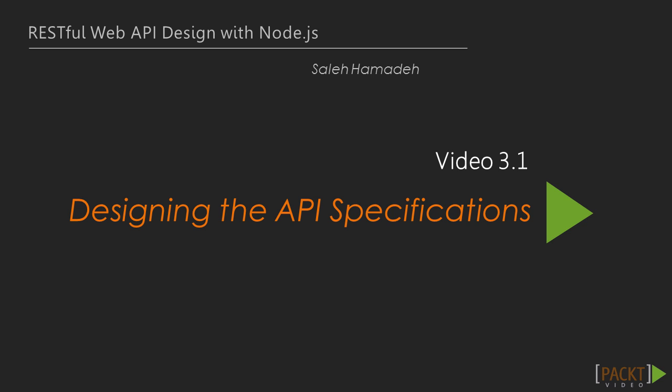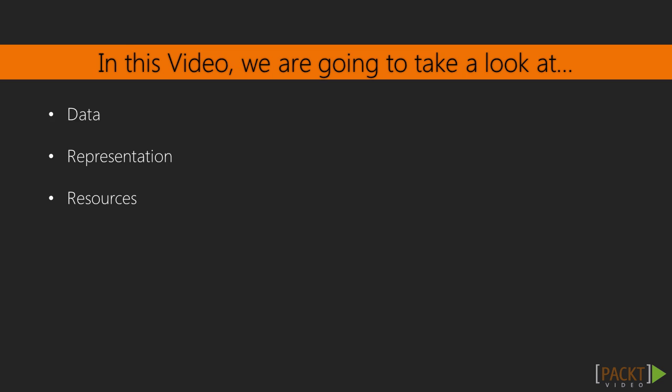Our goal for this video is to plan what an API should look like before we start coding. In this video, we are going to take a look at how to define the resources using the data we have. First, we will look at how the data is stored in the database. Then, we will choose the representation that we want the clients to use. Finally, we will define the REST resources that our API will support.